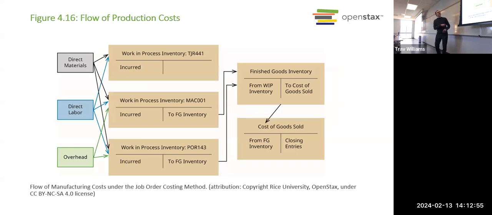All right, let's look at what's going on here. We've got 3 different jobs. This job in their work in process inventory account. Here's another job. Here's another job. We see that direct material costs have been applied to all 3 jobs. Right, you can see that from the arrows here. Same thing with labor costs. Labor costs have been applied to all 3 jobs. Overhead costs have only been applied to these 2 jobs.